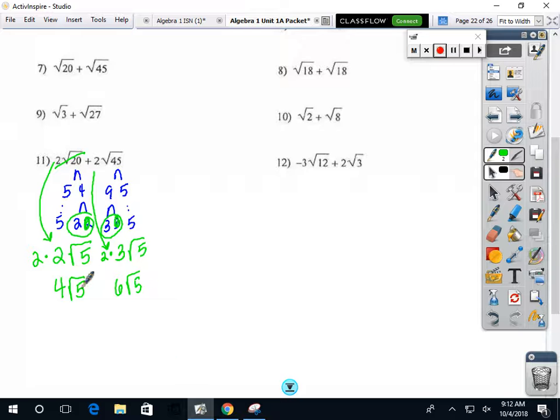Okay, now they're asking you to do what with these 2? Add them. So bring down the plus sign, and now they match because they're both square root of 5. And how many square roots of 5 are there? 10, because 4 plus 6 is 10.